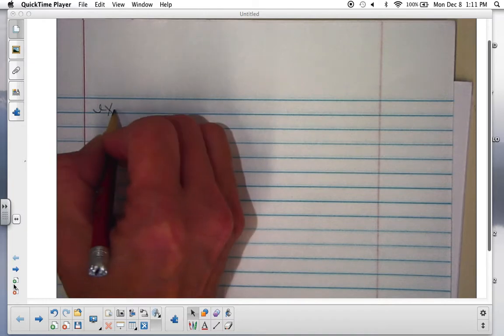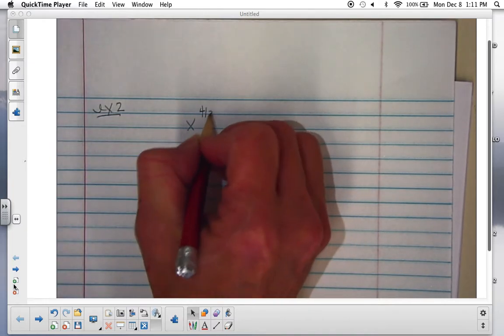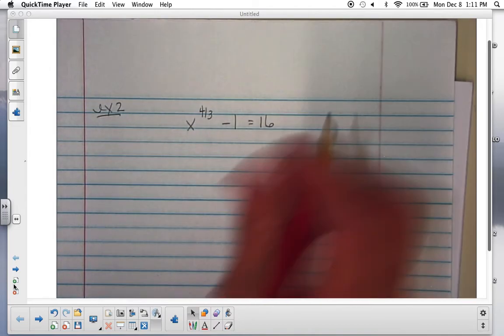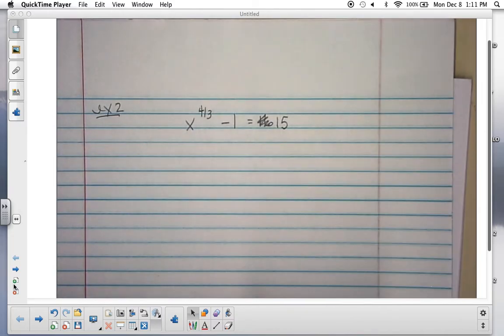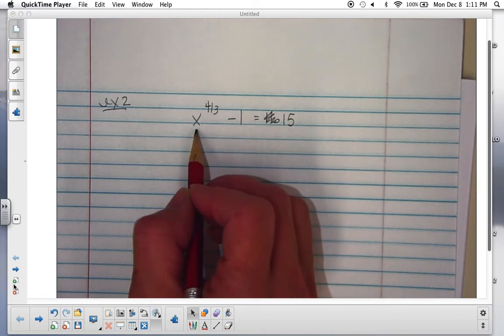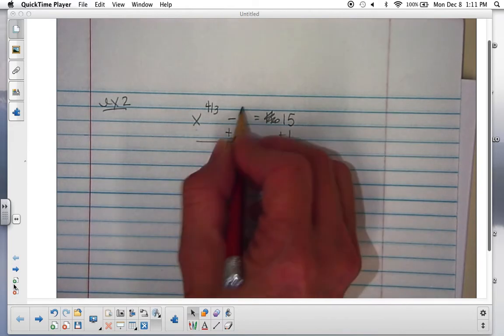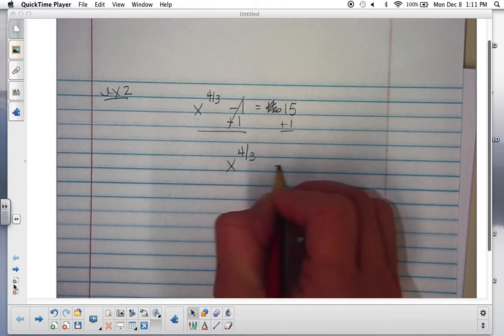Okay, example 2. Example 2 is x raised to the 4/3 minus 1 equals 15. Oh, crud. Sorry, everyone. That should be a 15. My brain is already thinking ahead. Remember, the first thing is to isolate the x to get it by itself and move everything over. So I'm going to need to add 1 to both sides to make that drop out. I get x to the 4/3 equals 16.